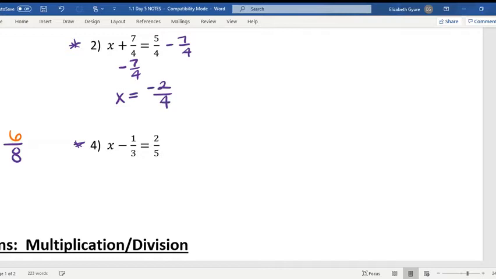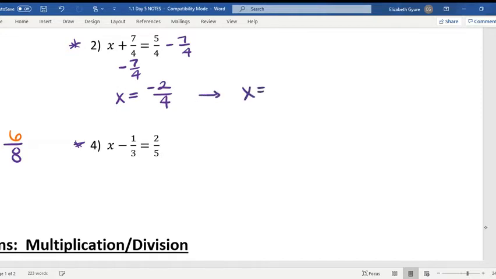-2/4. Which is good, but is it a perfect final answer? Why not, Owen? Very good. This can be reduced, right? 2 goes into both of them. So we're going to reduce this.